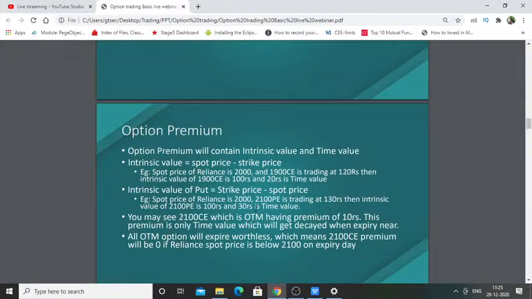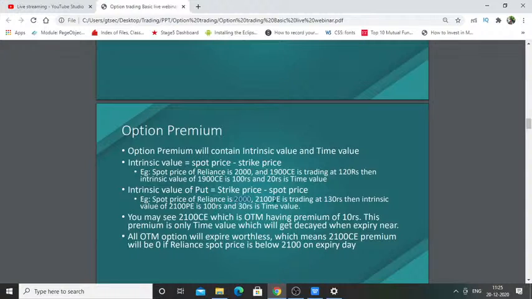Whenever the expiry gets nearer, this 30 rupees will start to decay, and the 30 rupees will move to zero. So this 2100 put option will have 100 rupees at the time of expiry if the stock is trading at 2000.